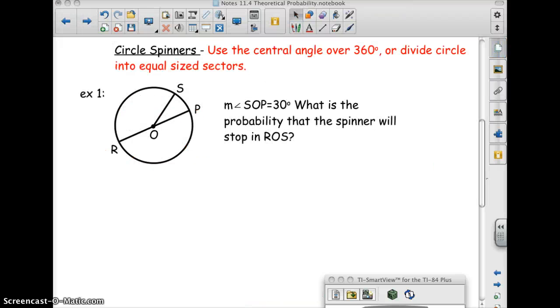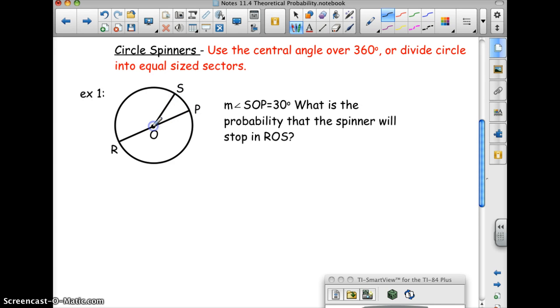When we're talking about circle spinners here, these are spinners shaped like circles, and they have unequal sections, like unequal pie sections, right? When you look at this section right in here, this is much smaller than the other half of the circle, or the ROS area. The measure of angle SOP is 30 degrees. So we're talking about this is 30 degrees right here.